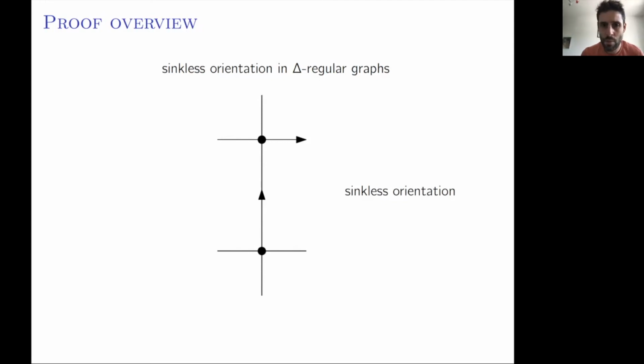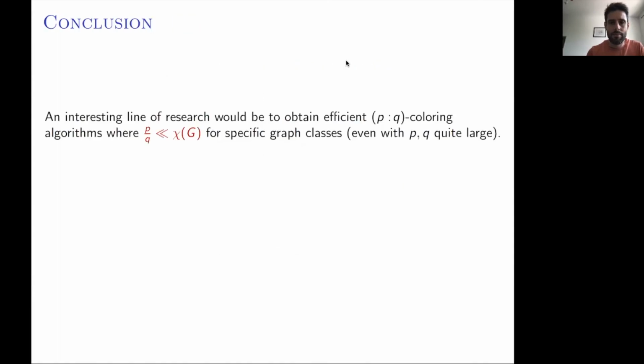Okay, so here's the proof. And I'm going to conclude now with a couple of remarks and open questions. As we have seen, our goal was really to find efficient algorithms for PQ coloring such that P over Q is much better than the chromatic number when this is possible, for specific graph classes where you can have this margin between the two. And I said that sometimes you have to take P and Q quite large.